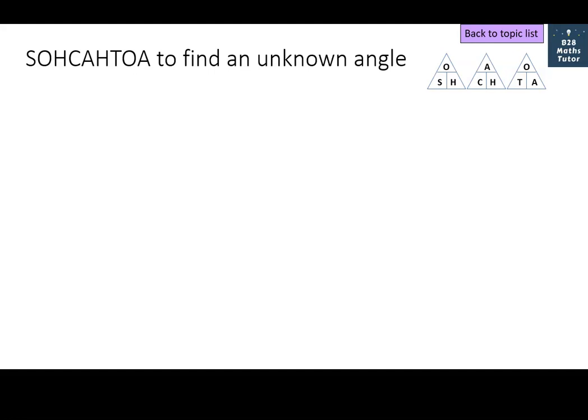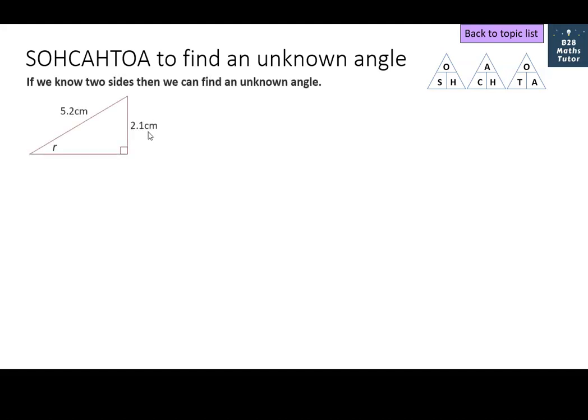Now let's look at how you use sine, cosine and tangent to find an unknown angle when you know two sides on the triangle that you're dealing with. So first of all, we're going to label the sides we're interested in. If it's this angle we're looking at, then this is the opposite. And of course, this side is opposite the right angle. So this is the hypotenuse. So we've got the hypotenuse here and the opposite here.